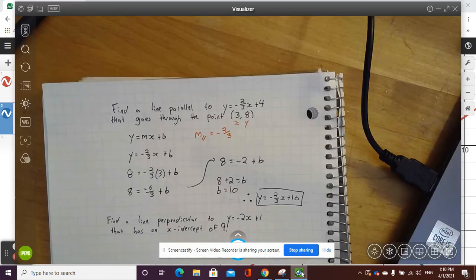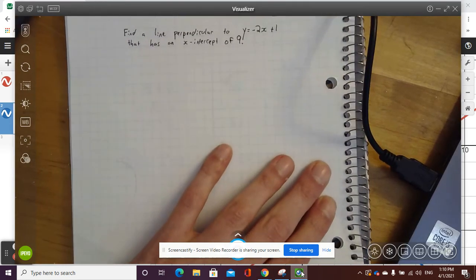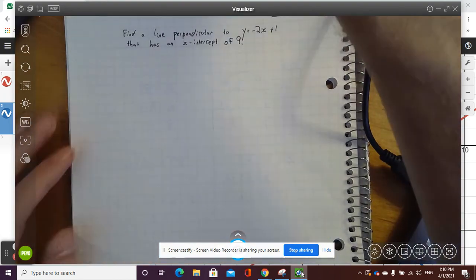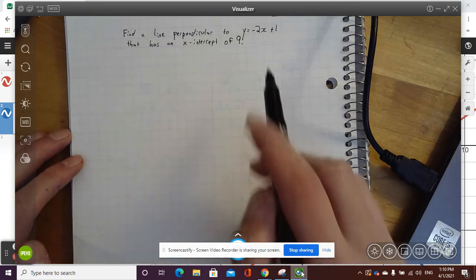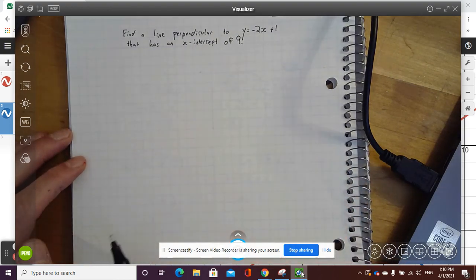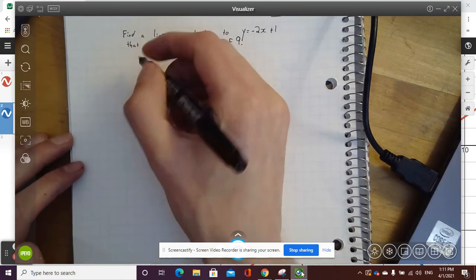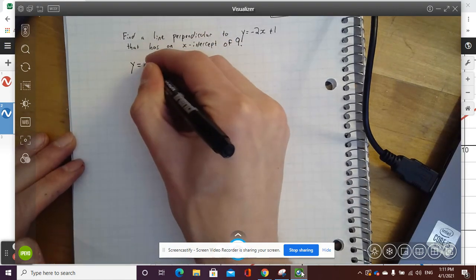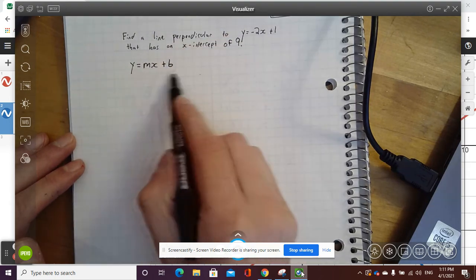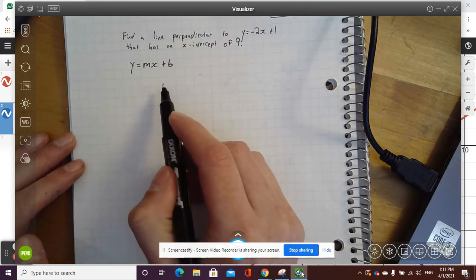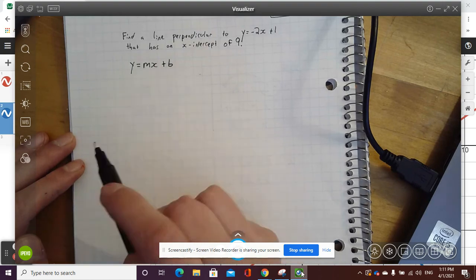And again, we can do a little bit more algebra. So this question is asking us to find a line perpendicular to the line y equals negative 2x plus 1, and it needs an x-intercept of 9. So again, I like to start with my target. Eventually, I want to have an equation in the form y equals mx plus b, but I need to find out what is m and what is b.